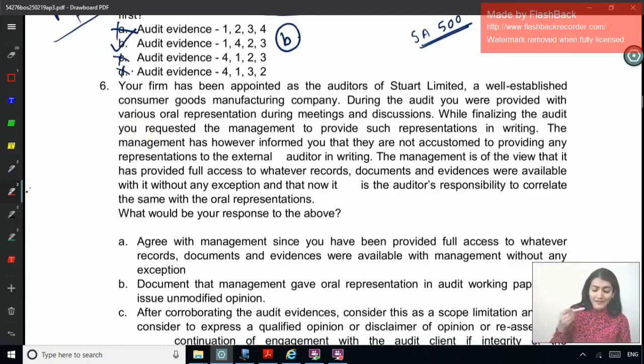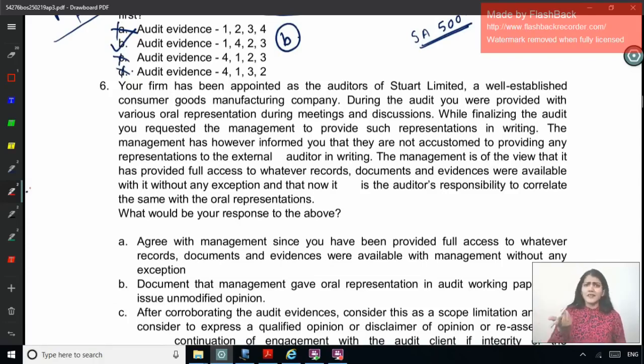Your firm has been appointed as the auditors of Stewart Limited, a well-established consumer goods manufacturing company. During the audit, you were provided with various oral representations during the meetings and the discussions. While finalizing the audit, you requested the management to provide such representations in writing. The management has, however, informed you that they are not accustomed to providing any representations to the external auditor in writing. The management is of the view that it has provided full access to whatever records, documents and evidences were available with it without any exception, and that now it is the auditor's responsibility to correlate the same with the oral representation. What would be your response to the above?